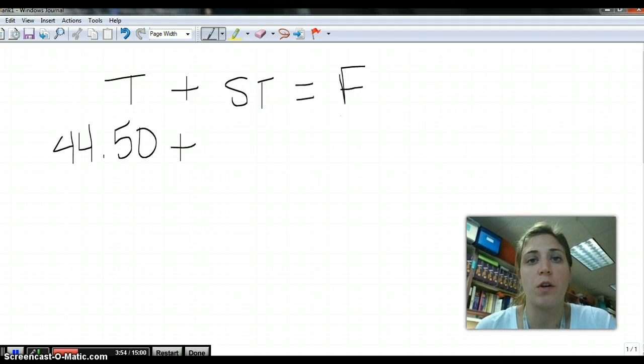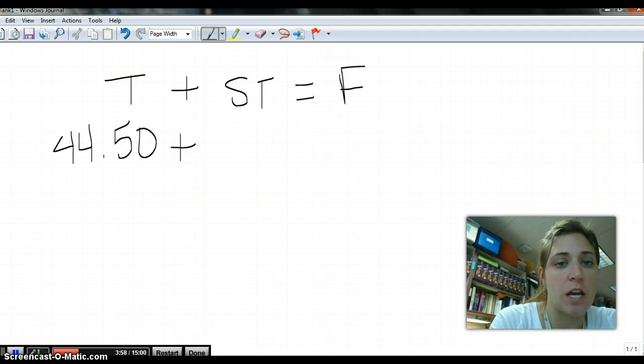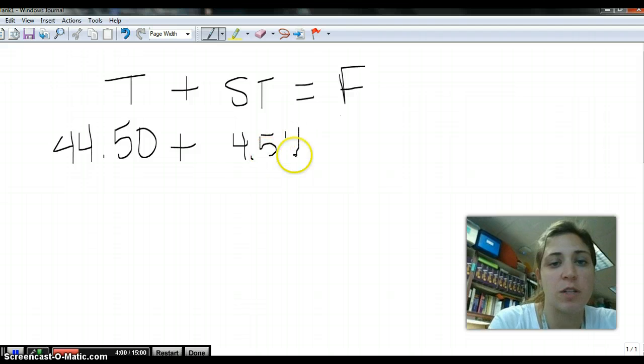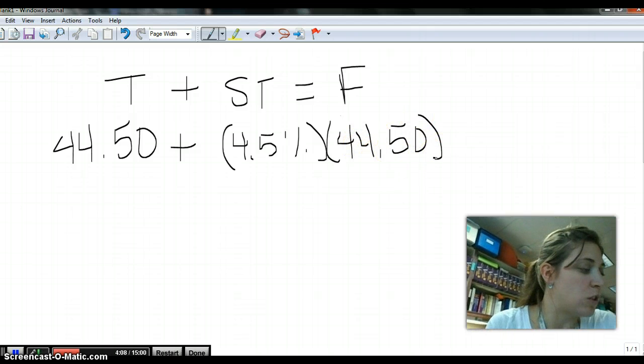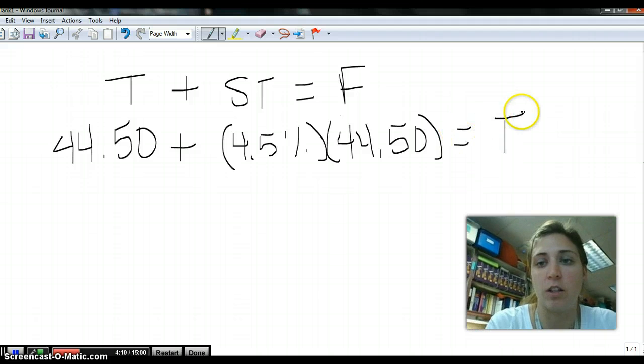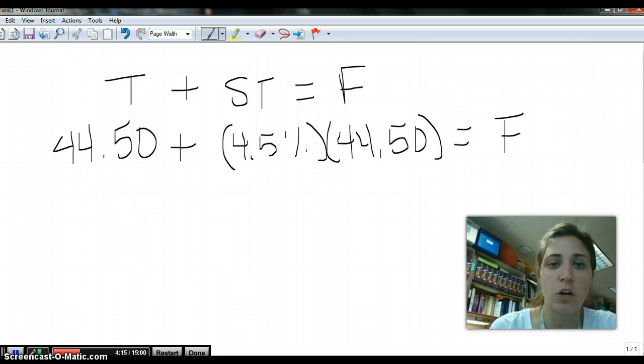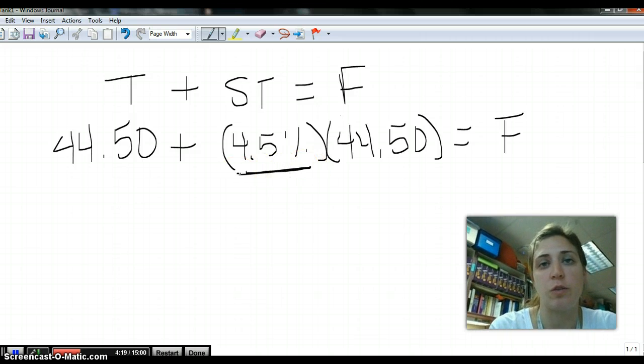You take a percent of what the total jeans cost. So for this one, you're going to take 4.5% of the actual cost of the jeans, which was $44.50. So when we do that, we can get the final price that you're going to be charged for the jeans. So for this, again, I need to convert this percent right here into a decimal.